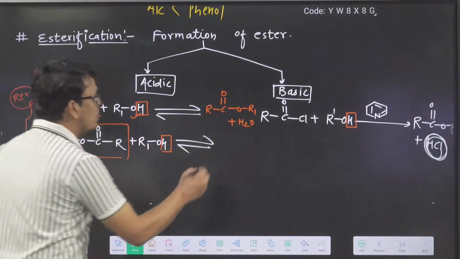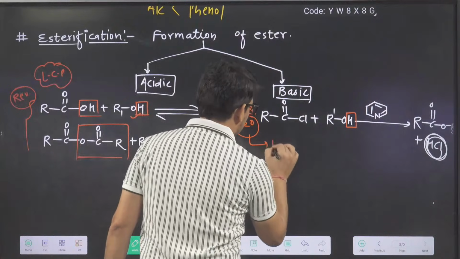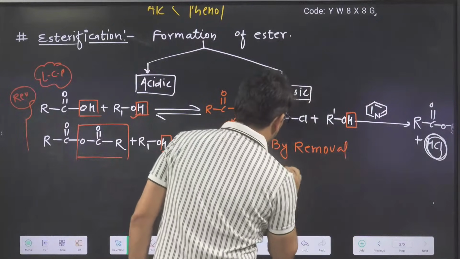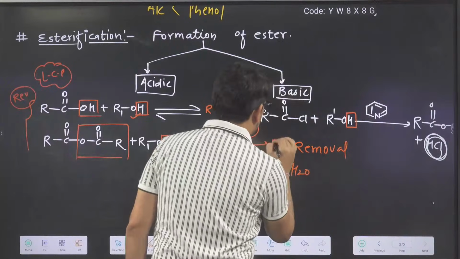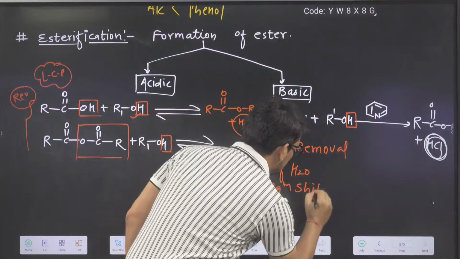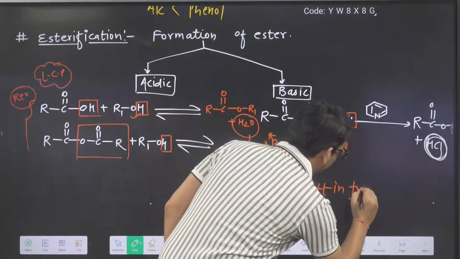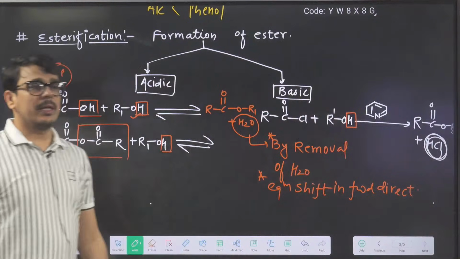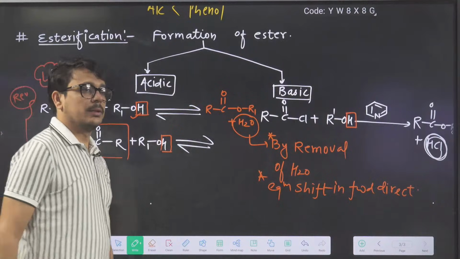How? By removal of water. What did I say here? By removal of water, this equilibrium shifts in which direction? Forward direction. Equilibrium shifts in which direction? Forward direction. Clear to everyone or not?